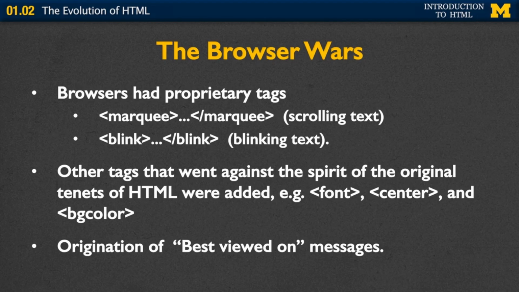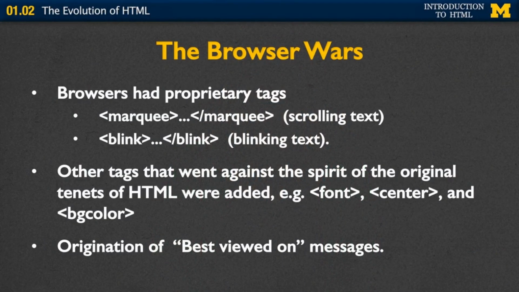Other tags weren't proprietary, they actually worked on any browser, but they went against the original spirit of HTML. They were tags such as font, or center for centering your text, or background color. This may not sound like a bad thing, but some computers didn't have the ability to have all the different colors that other computers might have. And this led to some really ugly looking pages. It also led to the origination of what we call the best viewed on messages. When you went to a site, you were almost immediately told which browser you should really view the site on, otherwise you weren't going to get the optimal experience.